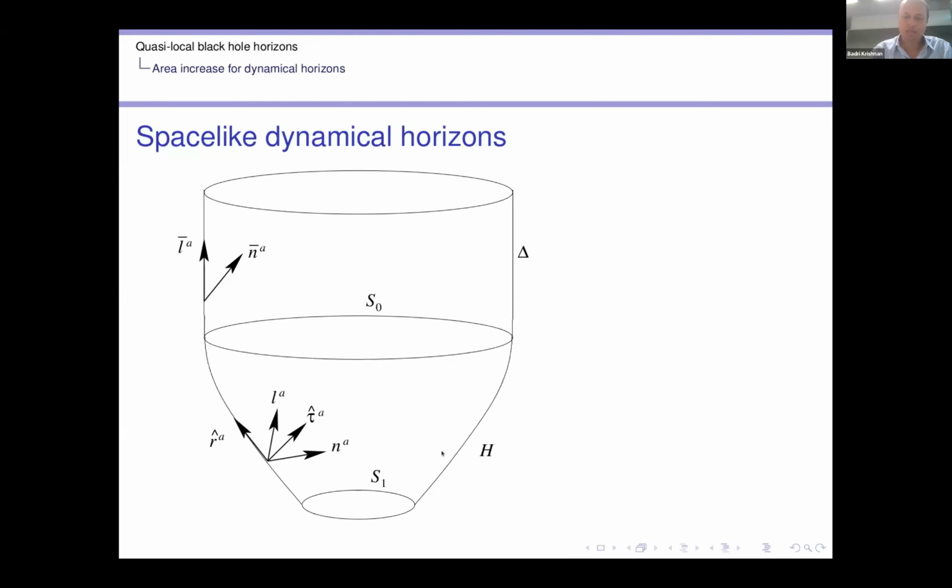Now, given that this is a spacelike surface, I have a unit timelike normal to it, which I'll call tau hat. And I have a unit spacelike normal to the cross sections, which are tangent to H. So there is this R hat. By combining this tau hat and R hat, I can get the null normals N and L. This is very similar to what I talked about in the very first lecture, on a given Cauchy slice, the same principle here.